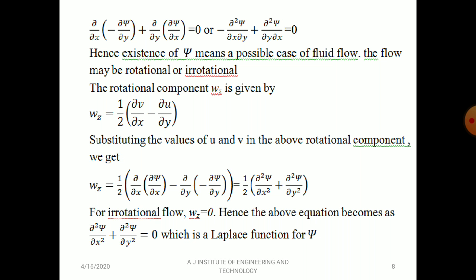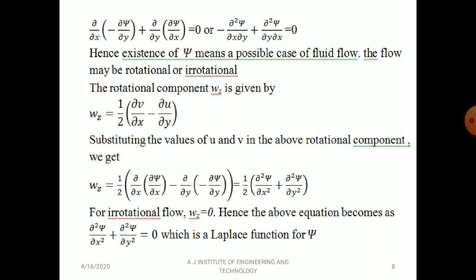Then substituting the values of u and v in the above rotational component, we get ωz equal to 1 by 2. In place of v, we have ∂ψ/∂x. So 1 by 2 into ∂/∂x into ∂ψ/∂x, minus ∂/∂y into, in place of u, we have minus ∂ψ/∂y. So that is equal to 1 by 2 into ∂²ψ/∂x² plus ∂²ψ/∂y².